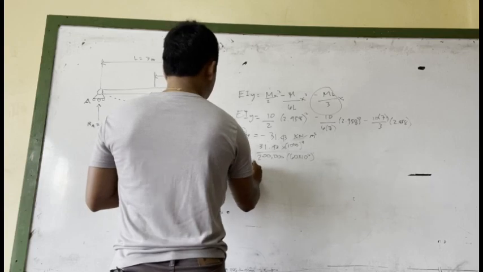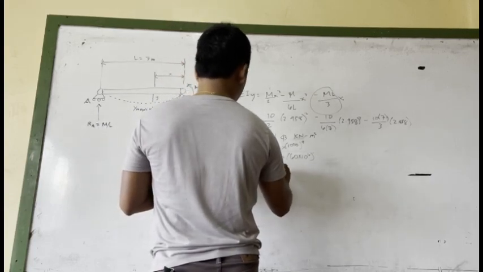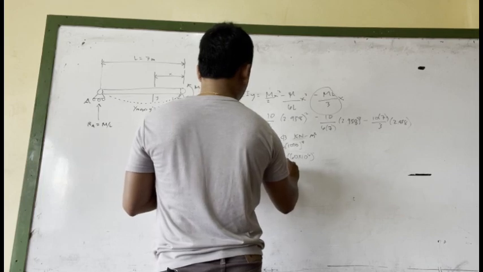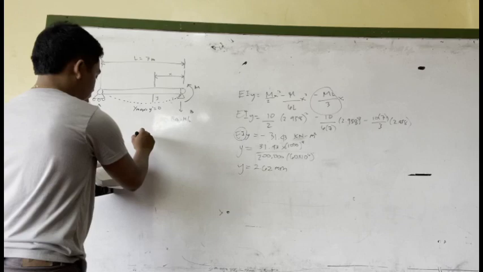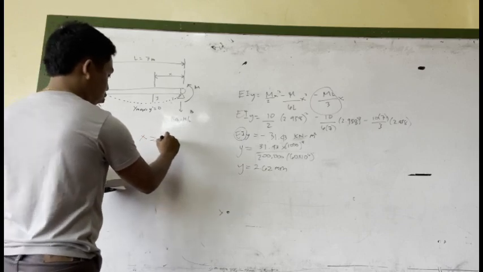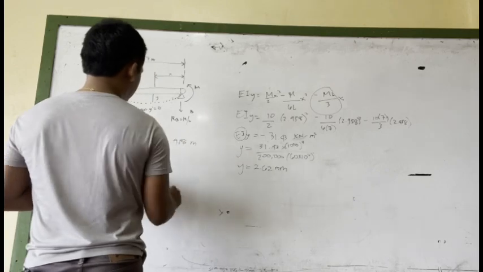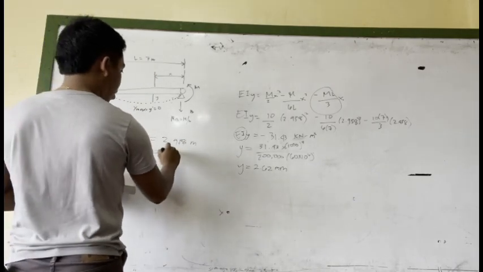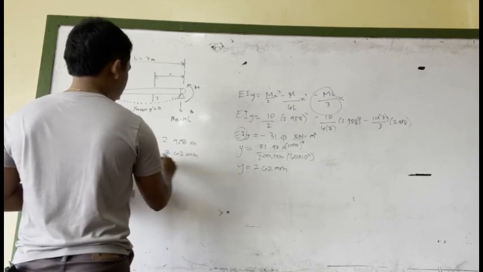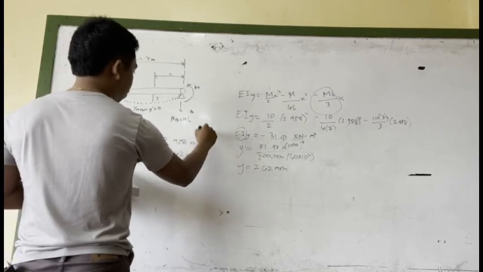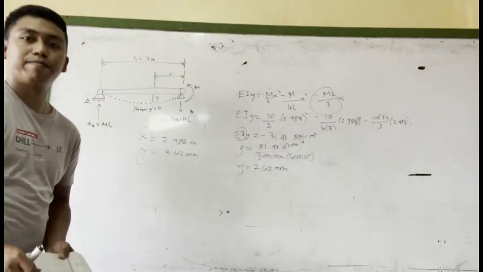So our y is 2.62 mm. To summarize, our x is equal to 2.958 meters, while our y is 2.62 millimeters. So this is it for my sample problem in quiz 4. Thank you.